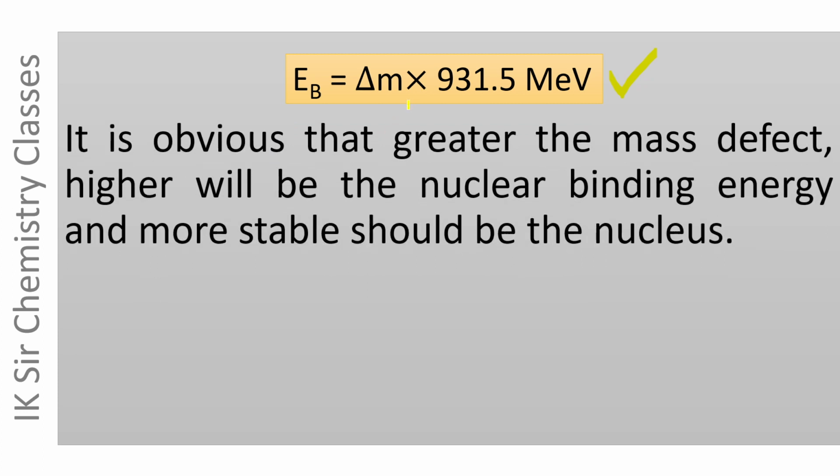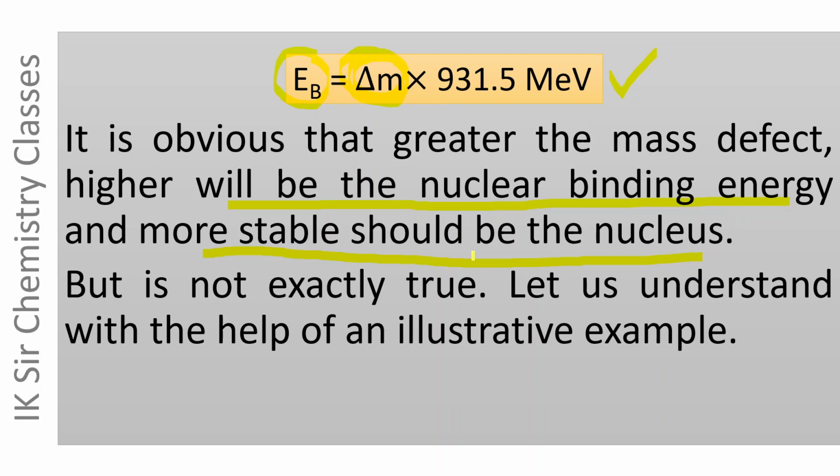It is obvious from this expression that greater the mass defect, higher will be the nuclear binding energy. Greater the value of delta M, higher will be the nuclear binding energy, and more stable should be the nucleus. But it is not exactly true. Let us understand it with the help of an illustrative example.